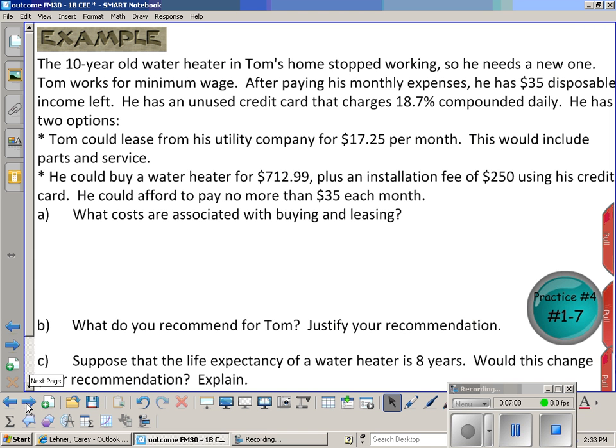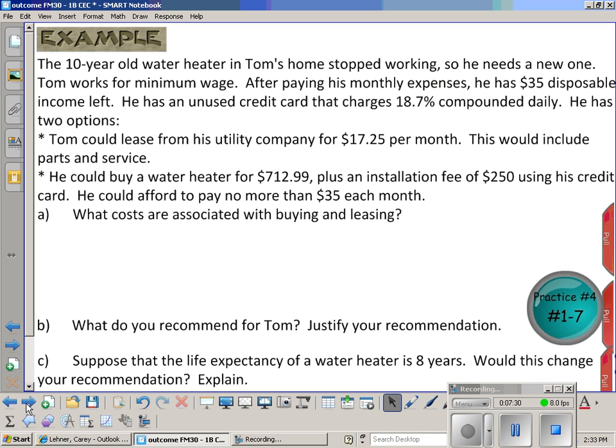The 10-year-old water heater in Tom's home has stopped working, so he needs a new one. Tom only works for minimum wage. After paying his monthly expenses, he has $35 disposable income left. He has an unused credit card that charges 18.7% compounded daily, so he has 2 options.